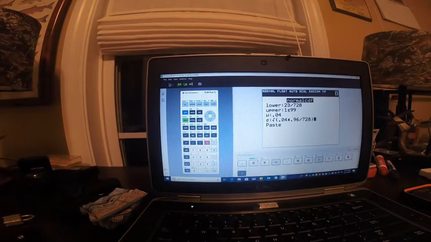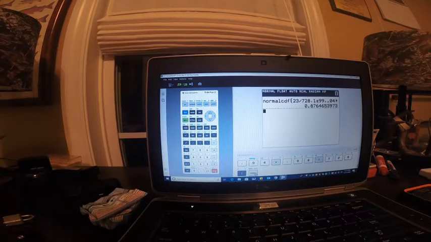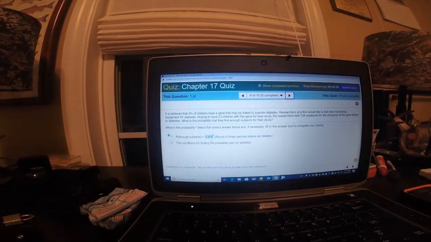Alright, if I do that, paste it in and hit enter, I get 0.876, which is the correct answer. And it's as simple as that.